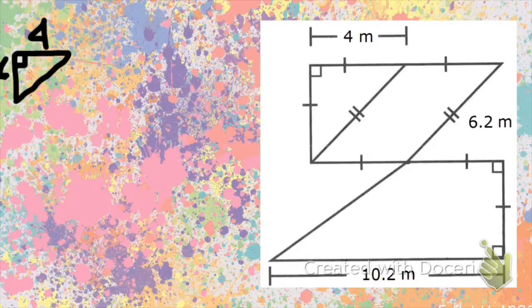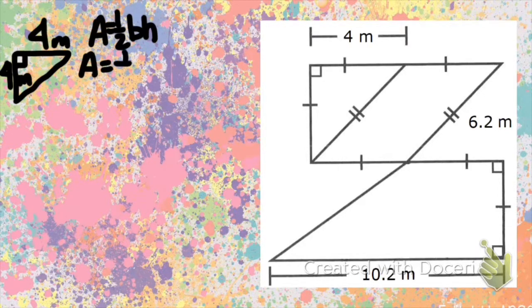Sorry guys, I know this is a little squished. Let me try to see if I can make it look a little better. So this is going to be 4 meters, and this is 4 meters. Area of a triangle is half of the base times height. So area is half of 4 times 4.